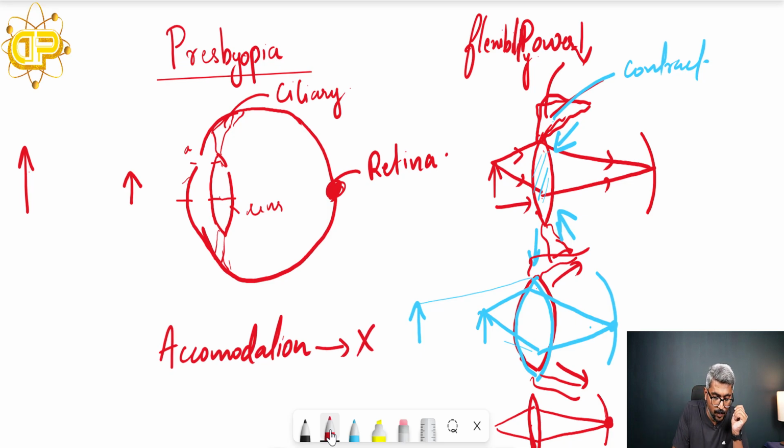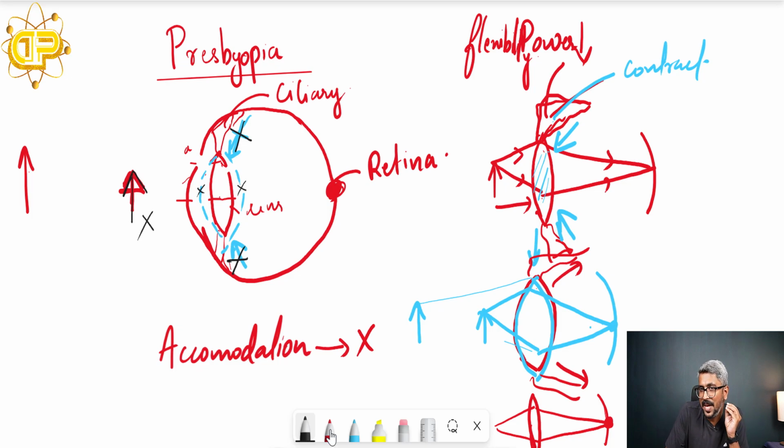As a result, what happens? Here you had seen that if an object is kept nearby, then the eye lens should increase its thickness, right? And how will it increase the thickness? The ciliary muscles will contract. And as you are becoming aged, this contraction or flexibility of the ciliary muscles will not take place. As a result, the thickness of the eye lens will not increase. As a result, you will not be able to see the nearby object.